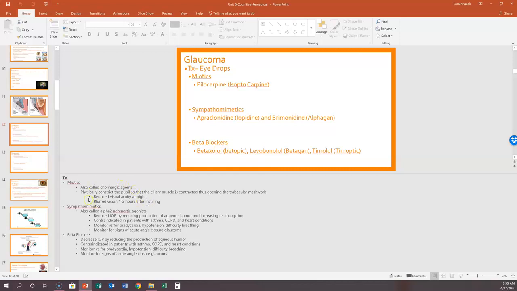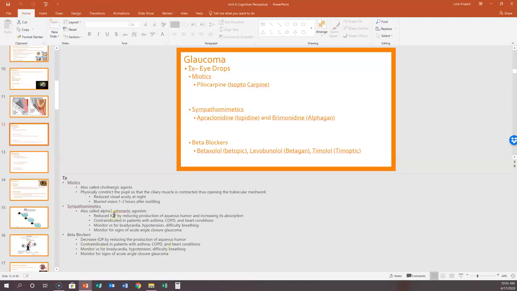Miotics, these are also called cholinergic agents. They constrict the pupil so that the ciliary muscle is contracted, thus opening that trabecular meshwork. Side effects include reduced visual acuity at night and blurred vision 1 to 2 hours after instilling. The sympathomimetics, these are also called alpha-2 adrenergic agonists. These reduce intraocular pressure by reducing the production of aqueous humor, which is that fluid in the eye, and increasing its absorption. Contraindicated in patients with asthma, COPD, and heart conditions. That's that systemic absorption. Monitor for bradycardia, hypotension, difficulty breathing. Monitor for signs of acute angle closure glaucoma.